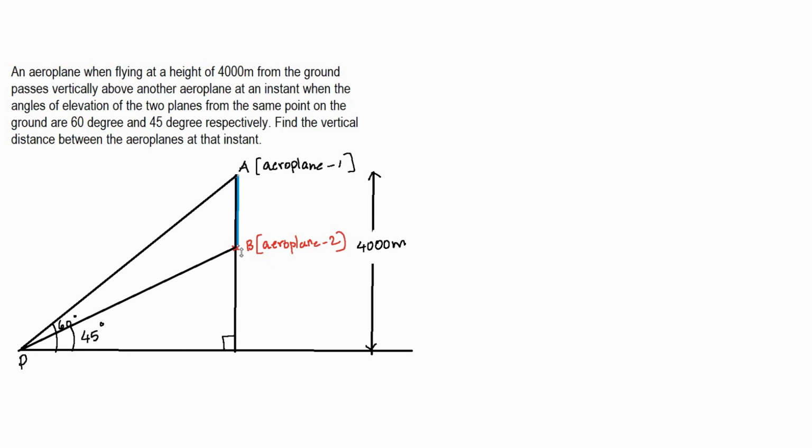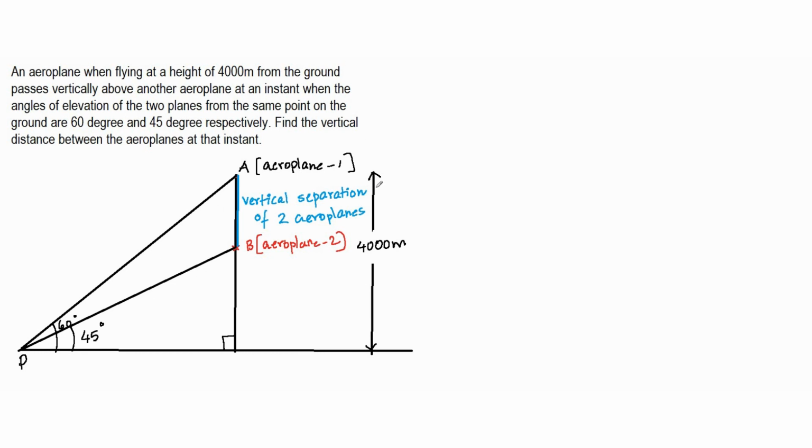Now we have to find the vertical distance between these two aeroplanes, right? So we have to find this particular distance AB. This is the vertical separation of the two aeroplanes. So let us see how to go about this particular question.